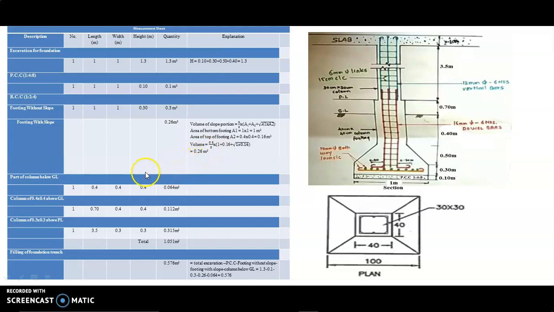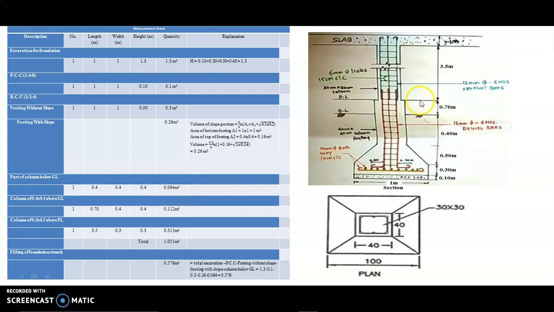Now we have to find the part of column below ground level, means this part we have to calculate. Our area is 40 centimeter by 40 centimeter, means 0.4 into 0.4. That's why here we write 0.4 into 0.4 as width and height, and the length given is 0.4. That's why we write length is equal to 0.4. We get 0.064 meter cube as the value.